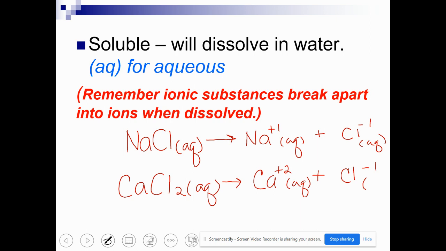A lot of people then are concerned, well, what about the 2? Well, that's where you balance it out by indicating that when a unit of calcium chloride breaks apart, you're going to get 1 calcium and 2 chlorides. So you kind of balance it out using coefficients and write a dissolving equation to show that it's going to make 2 of those chloride ions.